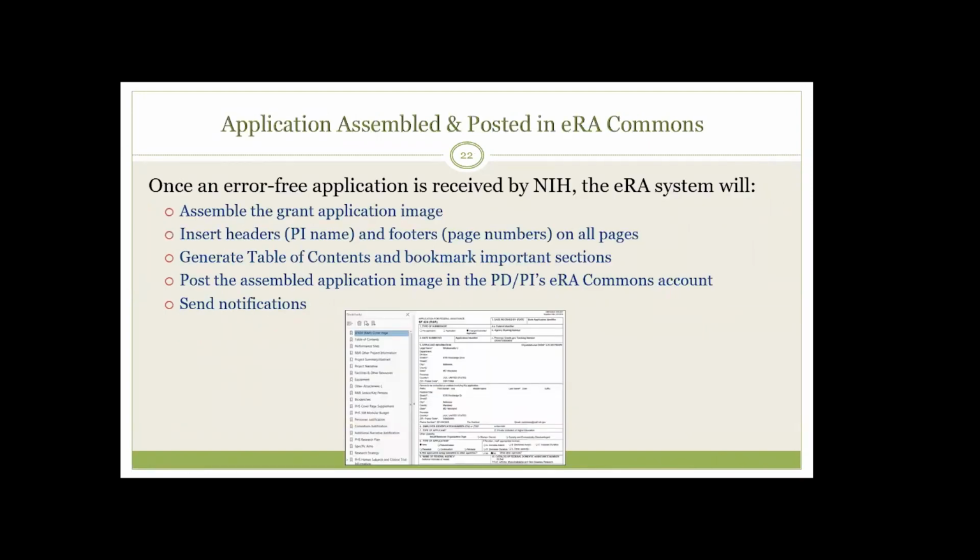So once an application that's error-free has been submitted to us, we assemble it into a grant image. We insert headers, which is the PI's name in the complex application. We also identify overall cores and projects. We generate a table of contents with bookmarks. If you've had attachments that you've been requested to use a particular name for, they can readily be identified in the table of contents. And we post this application in the PI's Commons account in status. And we also send you some notifications.